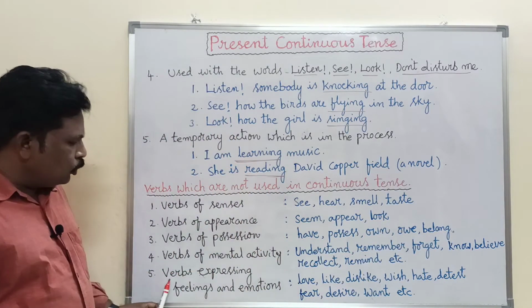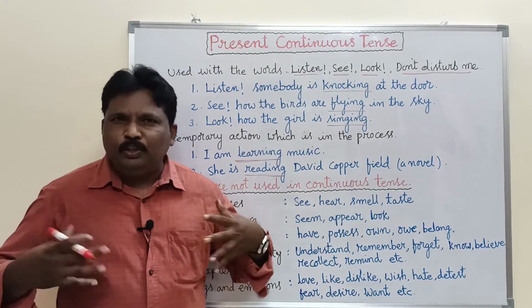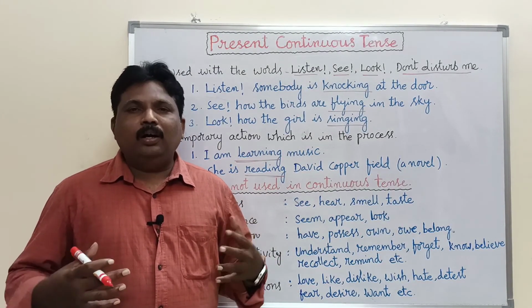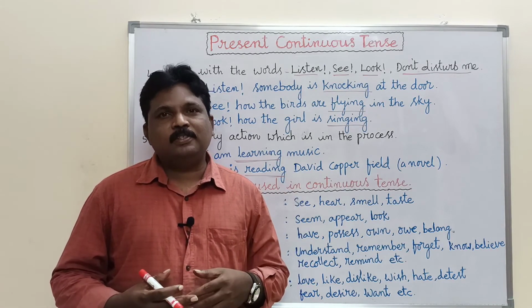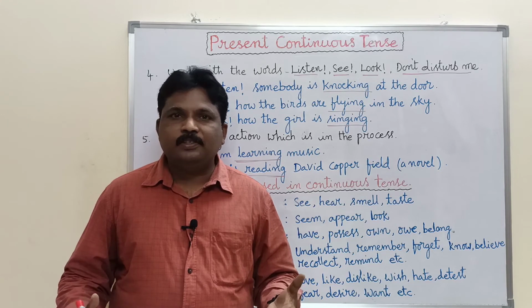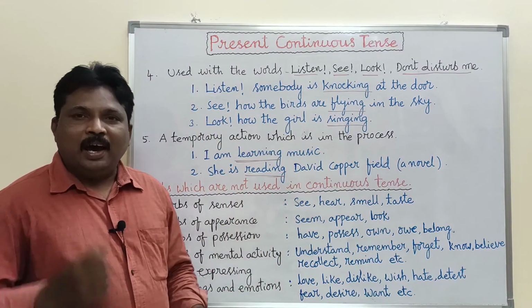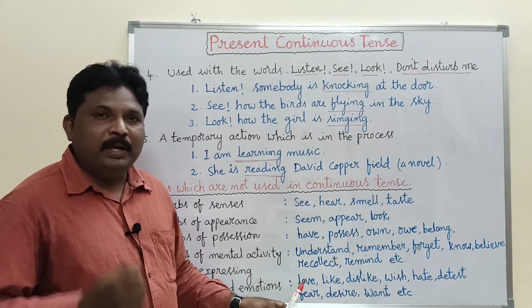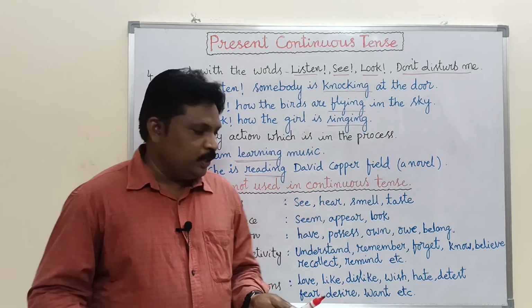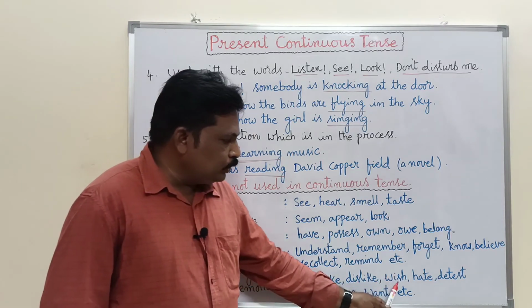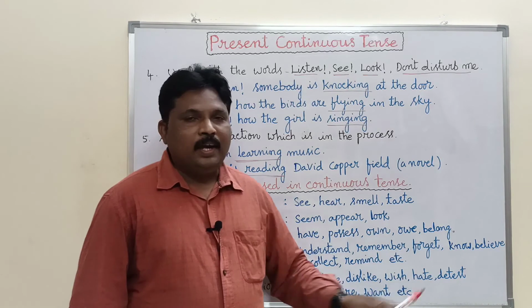Okay, next one. Verbs expressing feelings and emotions. All the emotions and feelings cannot be used in continuous tenses. Instead of continuous tenses, they can be used in simple present tense. That's why we say, I like ice cream. I love my country. But we don't say, I am loving my country. I am liking sweets and all. And dislike, wish, hate, detest, fear, desire, want, etc.